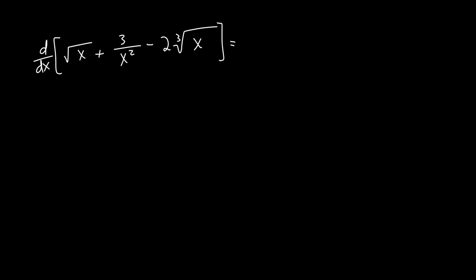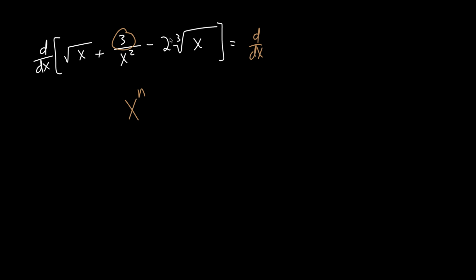In this problem, we're being asked to take the derivative of the square root of x plus 3 over x squared minus 2 times the cube root of x. Now, we've got a lot going on here, and none of these really fit the form that we want to apply the power rule. So what I'm going to go ahead and do is start with a rewrite, see if I can get these into that form of just x to a power.